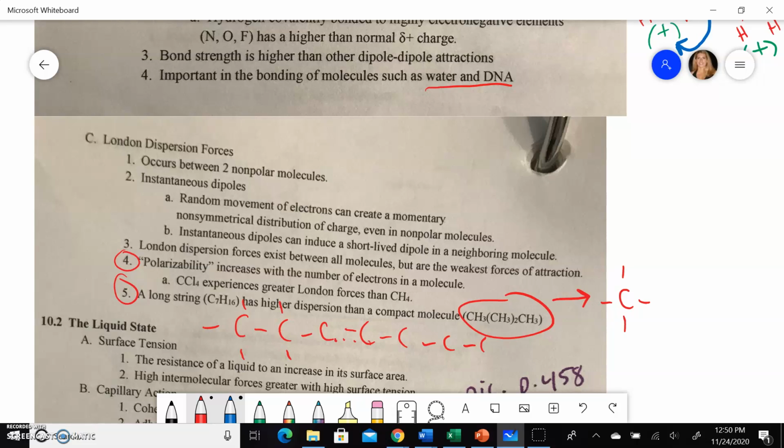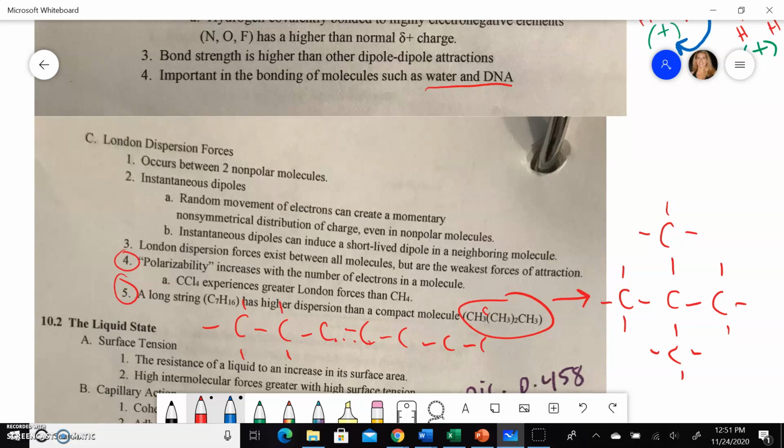And this one is actually missing a carbon. There should be one more carbon in there. So this one is going to look like this, where you have hydrogen sticking off of all these carbons as well. So notice that the one on the left, you have a long string of carbons, and the one on the right is kind of a cluster of carbons that all of those carbons are stuck onto that central carbon. And so a long string has more dispersion because they kind of get more lopsided than a compact molecule.